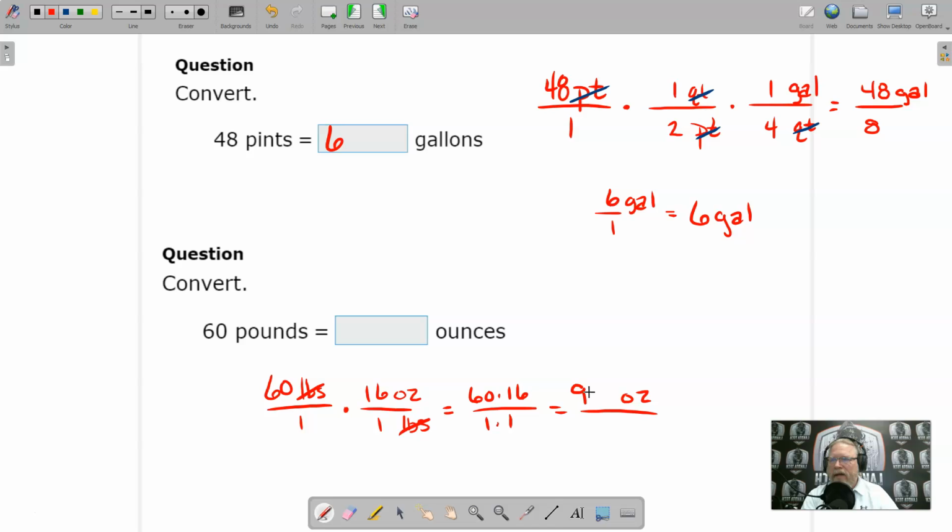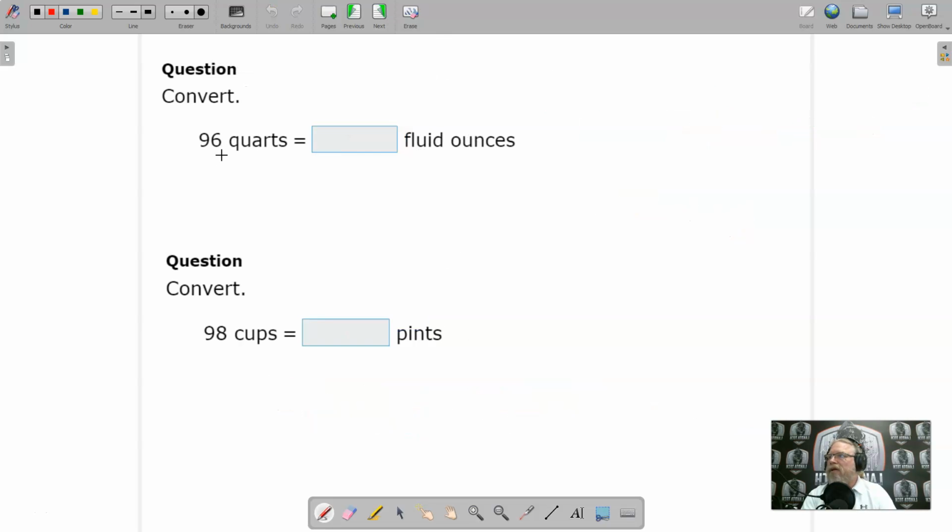There we go. 960. 1 times 1 is 1. Any number over 1 is equal to itself. So I end up with 960 ounces. On the next one, 96 quarts to fluid ounces.